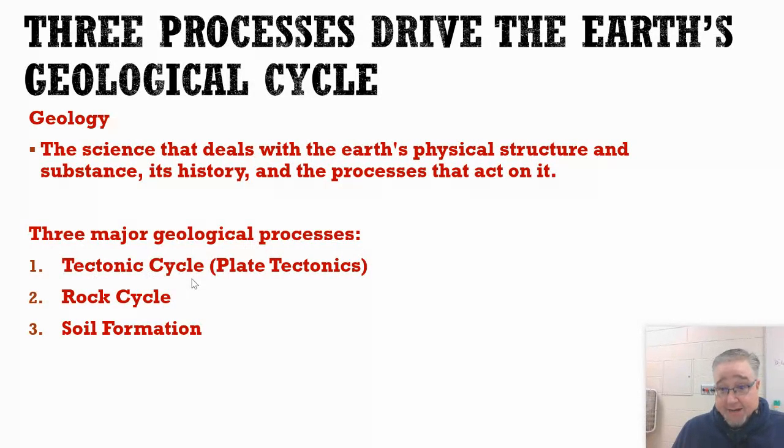Number 1 is called the tectonic cycle, otherwise known as plate tectonics, which is what we'll talk about today. Number 2 is the rock cycle. That may not sound too exciting, but it actually is kind of interesting. We'll get into that more later this week. And finally, soil formation. Soil is something that is critical to life on Earth, right? Because plants grow in soil. If you don't have soil formation, there are a lot of living things that could not exist on this planet. It's extremely important. So we're going to talk about all 3 of these processes and how they affect each other, and eventually how they shape the Earth and all the living things that survive on it.